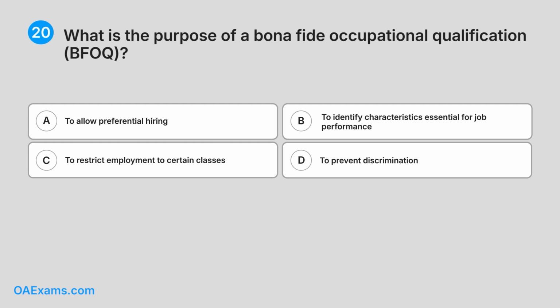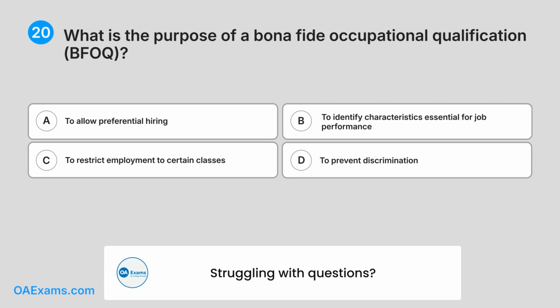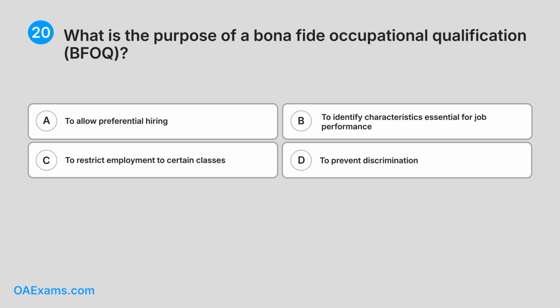20. What is the purpose of a bona fide occupational qualification? A. To allow preferential hiring. B. To identify characteristics essential for job performance. C. To restrict employment to certain classes. D. To prevent discrimination. Do you know the answer?